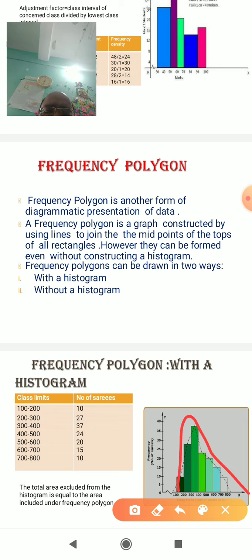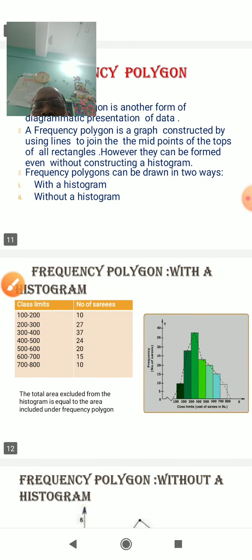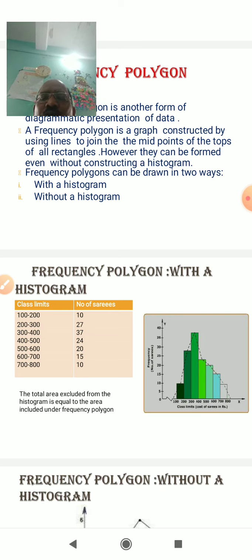That is the frequency polygon with the histogram. In this case, the total area excluded from the histogram is equal to the area included under the frequency polygon.